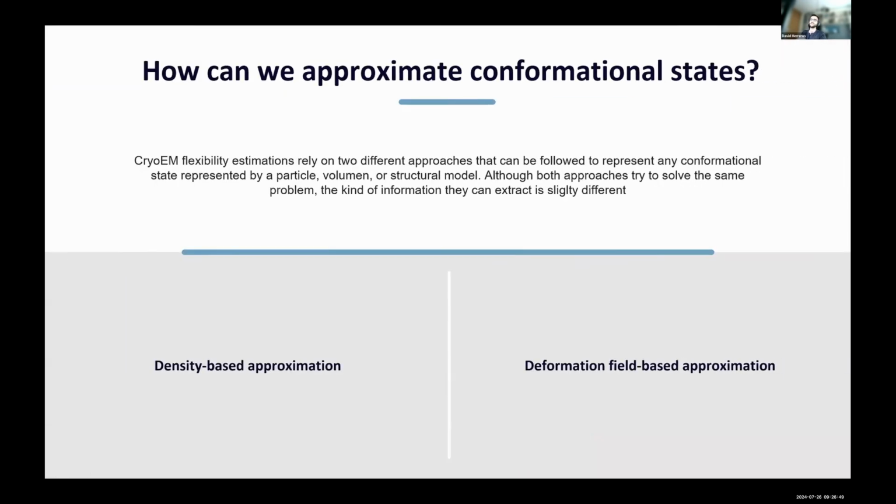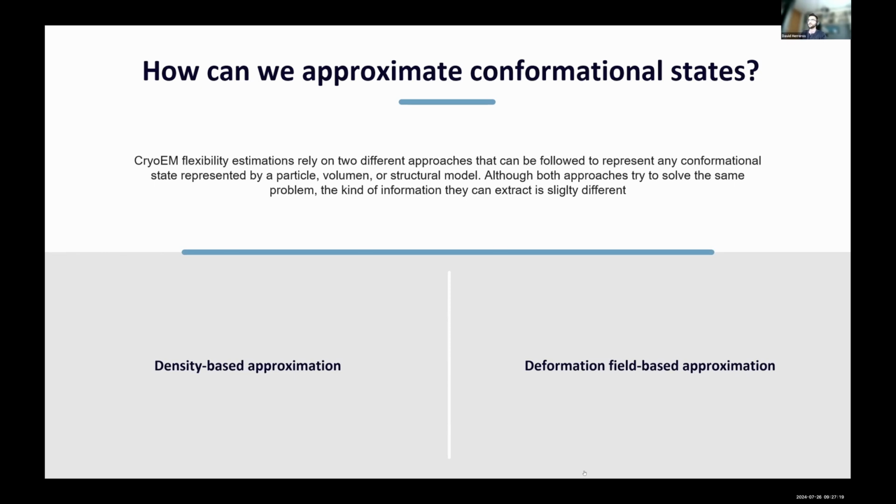So actually, depending on how we are estimating this variability information, we'll split the software into two different types of programs. These are not official names, but I really like them, and I think some other people are also using them: we can split these methods into what we call the density-based approximation and the deformation field-based approximation. And the idea at the end is the same. We want to estimate the structural states, but the approach they follow is slightly different, and this means that the information we can estimate will also change a little bit.